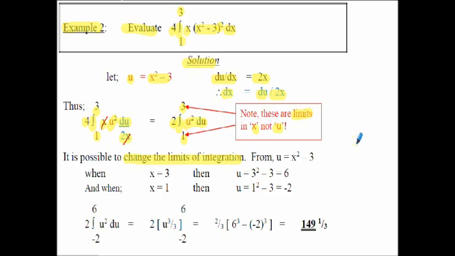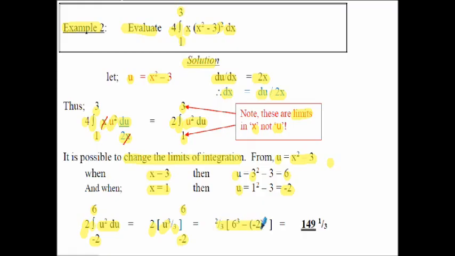Instead of using our limits in terms of x, we could use our limits in terms of u. So noting that u is equal to x squared minus 3, our original substitution here, then when x is equal to 3, putting the value of 3 into this equation, we find u is equal to 6. And when x is equal to 1, put the value of 1 in the above equation here, we find that we get u is equal to negative 2. Now we can solve the integral with the limits of u. So 2 multiplied by the integral of u squared with respect to u between limits of negative 2 and positive 6. We find that solving the integral, that's 2 multiplied by, in brackets, u to the power of 3 divided by 3 between limits of negative 2 and 6.